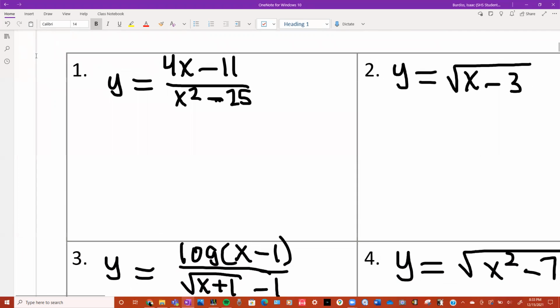Once again, this might be a little bit laggy because I couldn't record on my iPad, but hopefully not too much. So what do we see? We're looking for a radical, logarithm, or a denominator. Which one do we see? We see a denominator. There's no radicals or logarithms, so that's the only thing we have to worry about. And remember what we do, we set it not equal to 0.